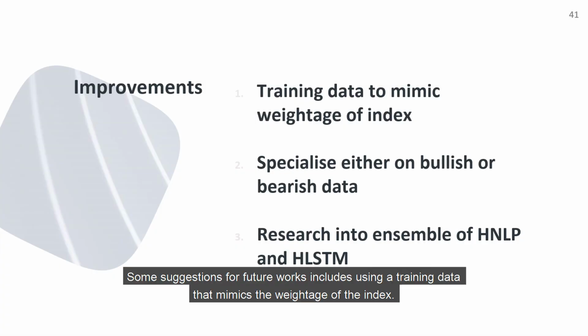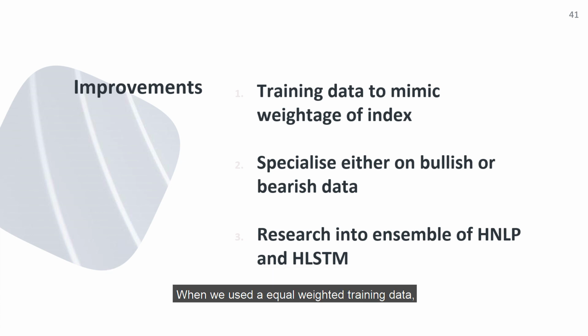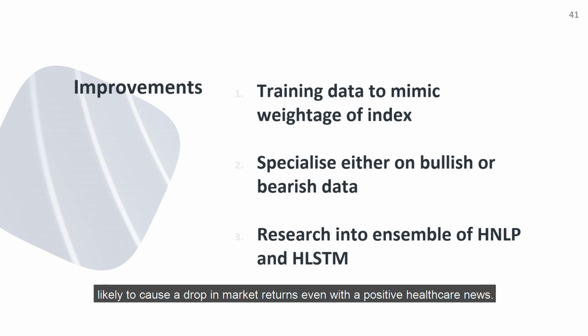Some suggestions for future works include using training data that mimics the weightage of the index. For example, the Dow Jones Index has a higher weightage of technology industry and healthcare industry. When we used equal weightage training data, it did not learn that a negative sentiment on the technology industry is likely to cause a drop in the market returns, even with positive healthcare news.